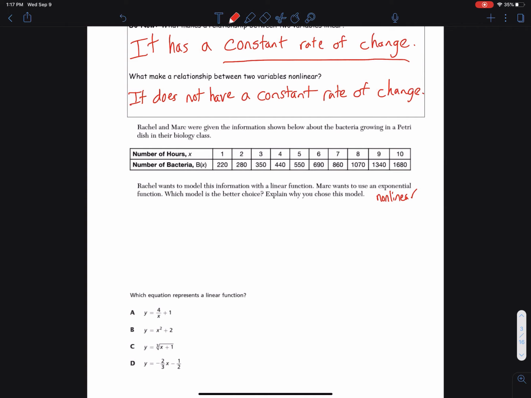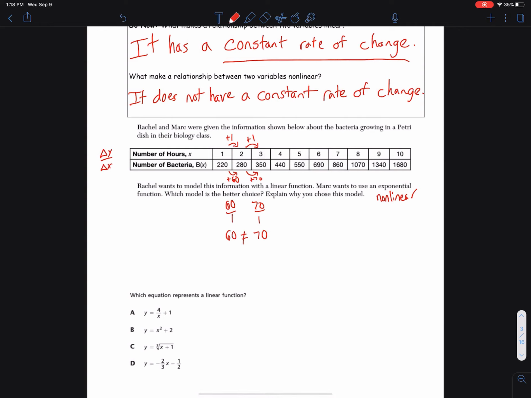Let's think of it as change in y over change in x. So let's go from point to point. From the first two points, we have a change in x of plus 1 and a change in y of plus 60. So our slope there would be 60 over 1, which is 60. Between every single point, if this is linear, we should have a rate of change of 60. So let's go to the next two. We go from 2 to 3, which is plus 1, and from 280 to 350, which is plus 70. Oh boy, that's 70 over 1, which is 70.